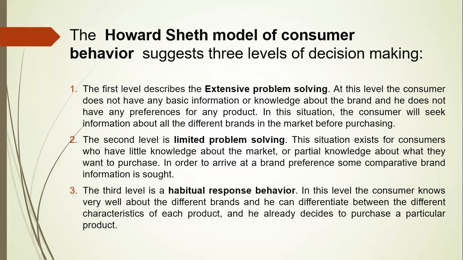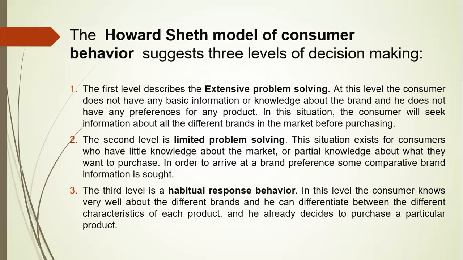Coming to the next, limited problem solving. This level says, and this situation exists for consumers who have little knowledge about the market, or you can say partial knowledge, of whatever they want to purchase. So in order to arrive at a brand preference, some comparative brand information is sought. They will go for a little more information because they already have a little information about the brand and products. So third is habitual response behavior.